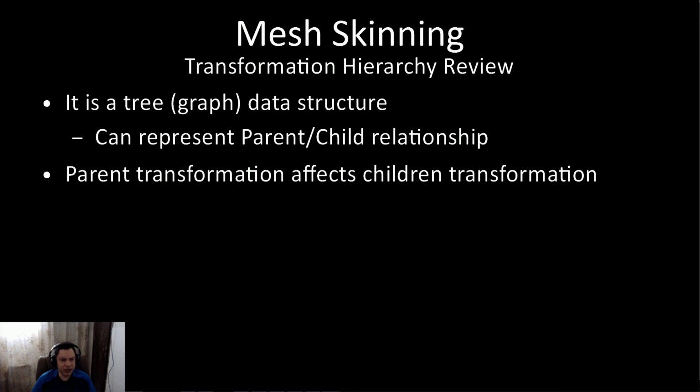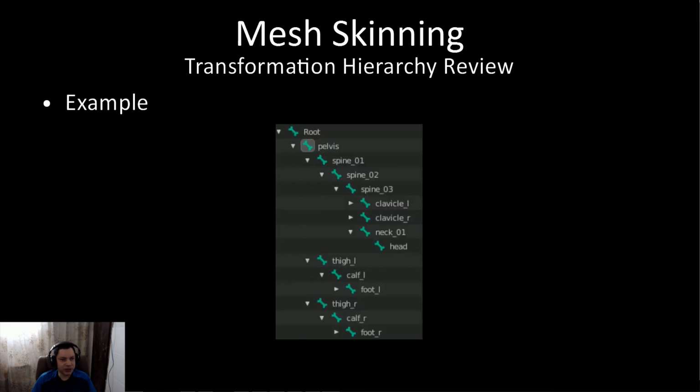Because of that relationship, we can assume that the parent transformation affects the children transformation. This is not a new concept in computer graphics, as we use the same structure to model our scene graph. In some places they call it skeleton, joint, bone, and etc. This is an example of a transformation hierarchy. We have a root, pelvis, spine, and etc.